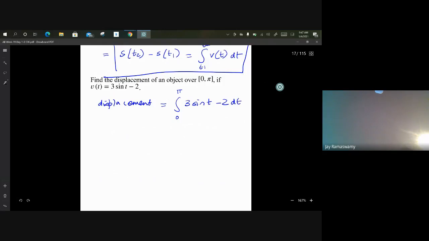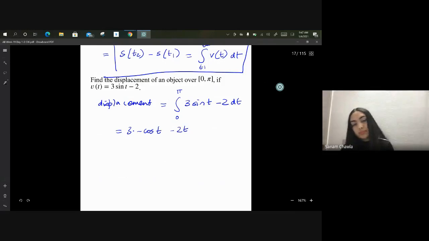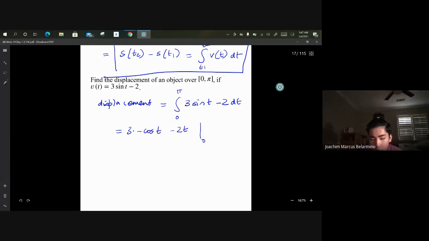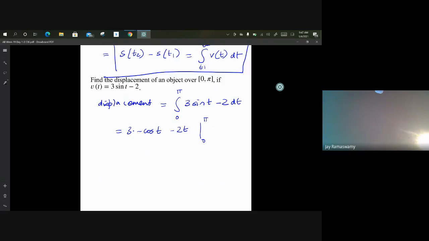Okay, we'll just do one more step and then leave. Look down. What's the integral of sine t? Negative cos t. What's the integral of 2? Negative 2t. Lower limit 0, upper limit pi. Is that now a stupid problem? Yes. Is everybody okay there?